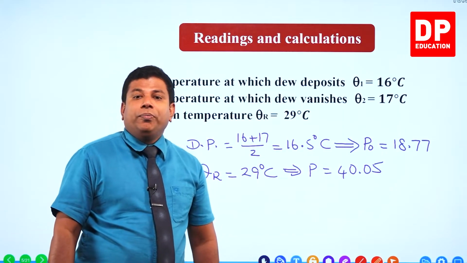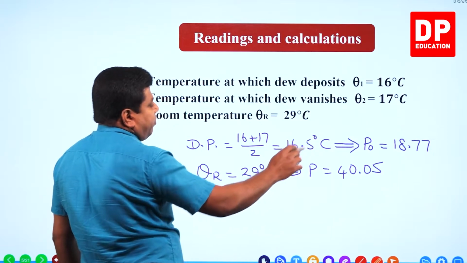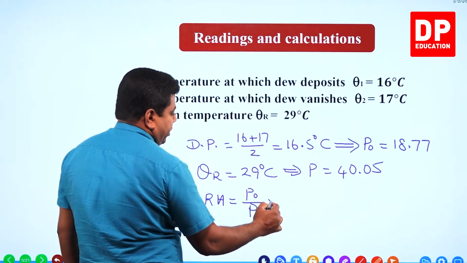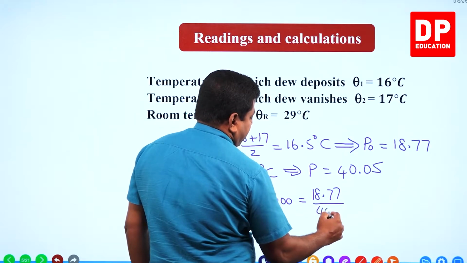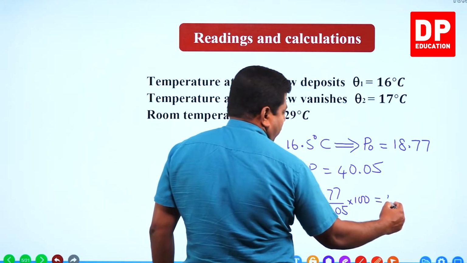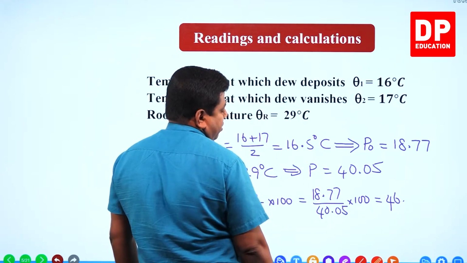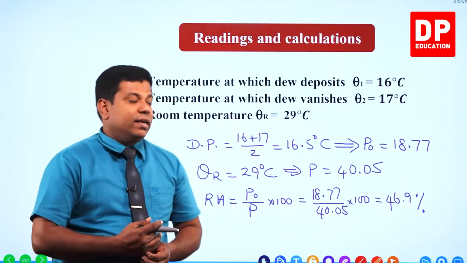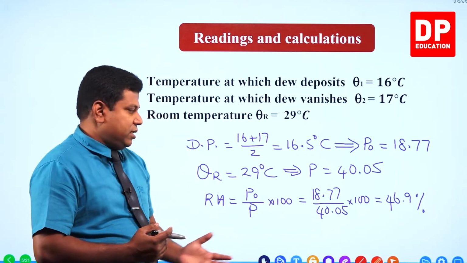40.05. Now, what do you do? P naught by P, relative humidity, the saturated vapor pressure at dew point divided by saturated vapor pressure at room temperature into 100. That is 18.77 divided by 40.05 into 100. So, you get approximately 46.9 percentage is the relative humidity you are getting, right? That is the relative humidity. Clear? So, it is very simple, straightforward calculation, there is no complication as such.